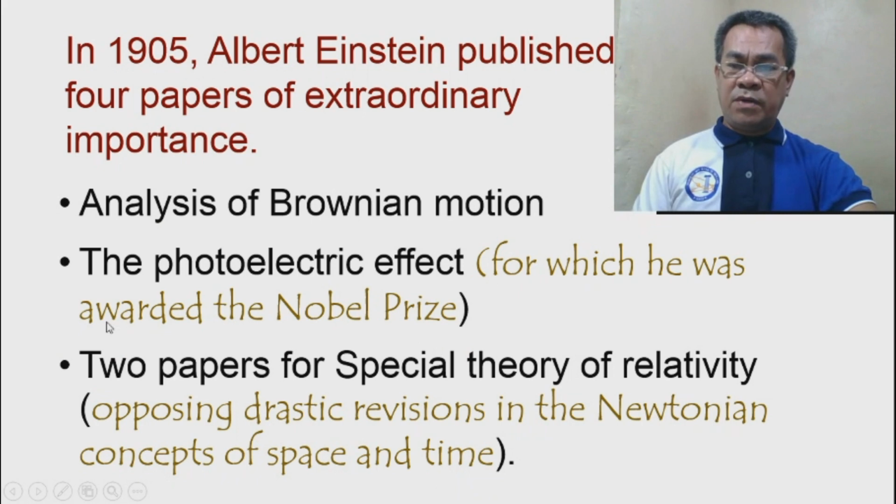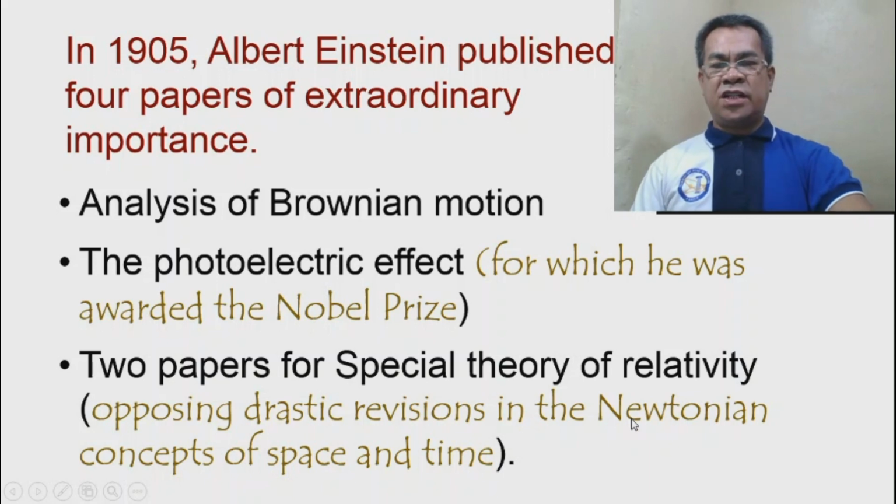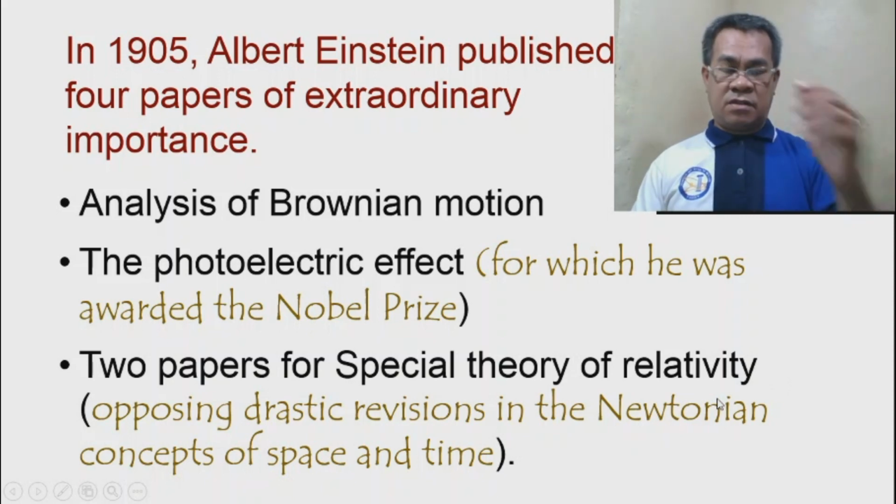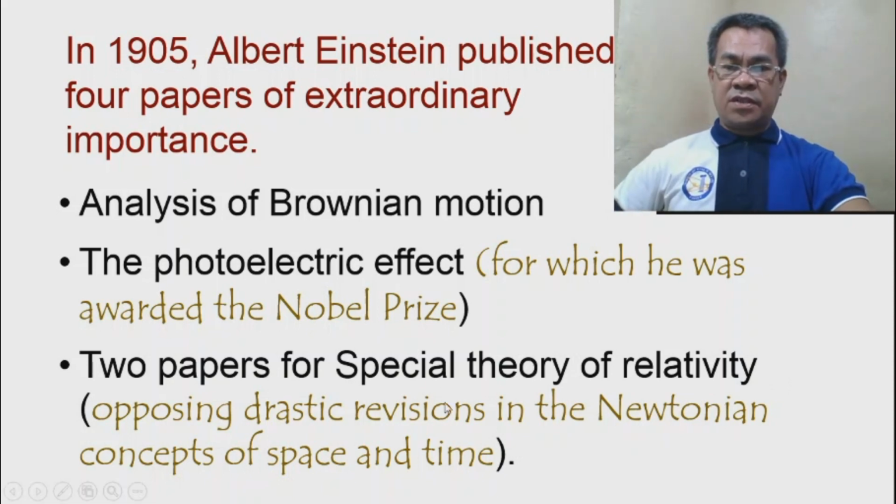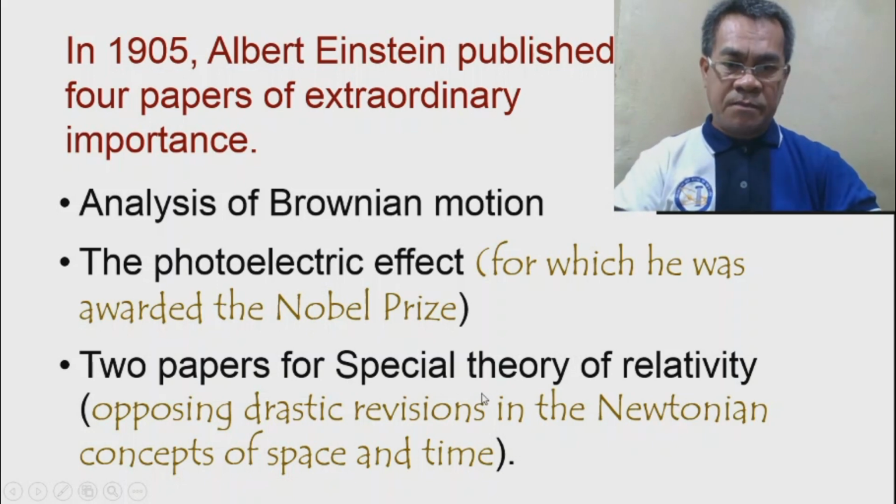Now, the two papers which are the basis for the special theory of relativity are the papers wherein there is a drastic revision of the Newtonian concept of space and time. Because of these papers, Newtonian mechanics was limited to a certain range of motion. So, in this video, we will focus on the two postulates which are the basis for the special theory of relativity.